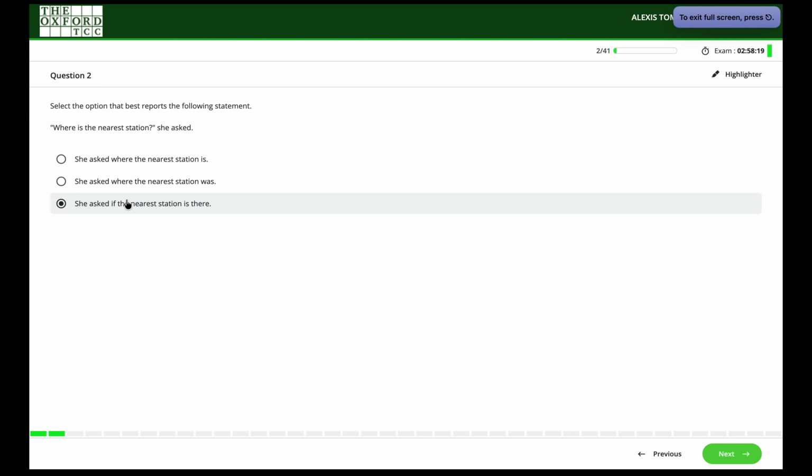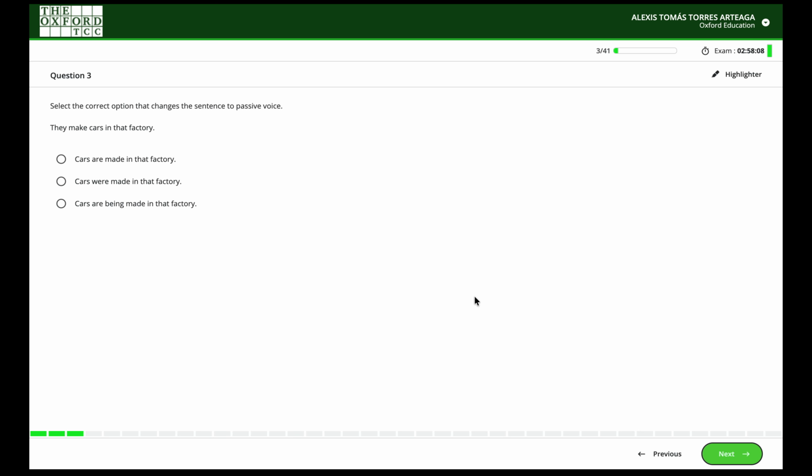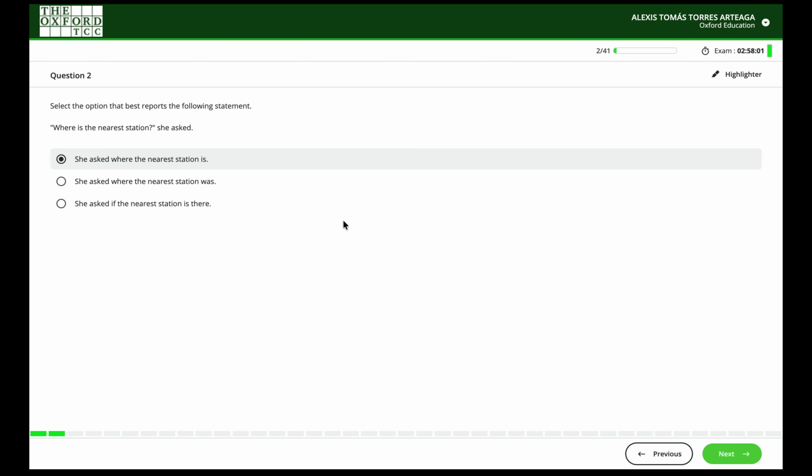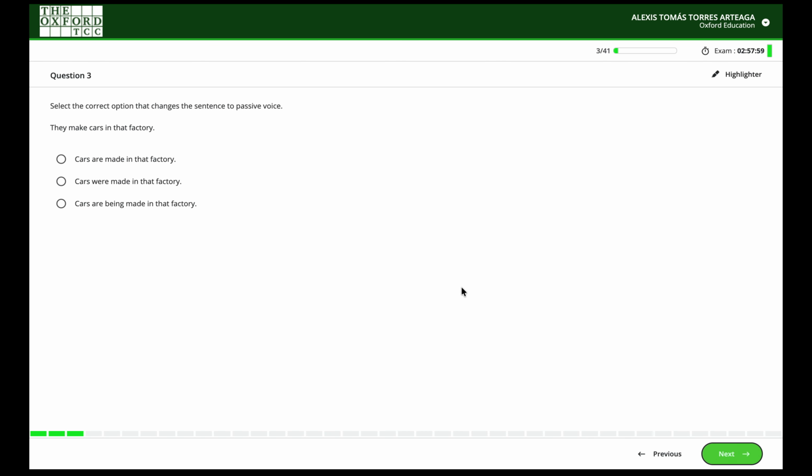Select the option. Where is the nearest station? She asked where the nearest station is. They make cars in the factory. Select the correct option. They make cars in the factory. Cars are made in the factory.